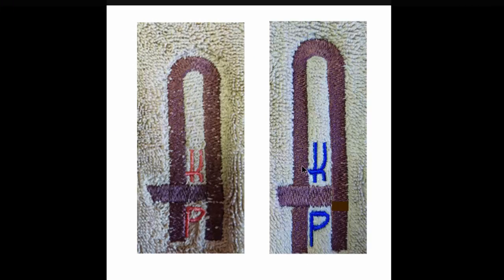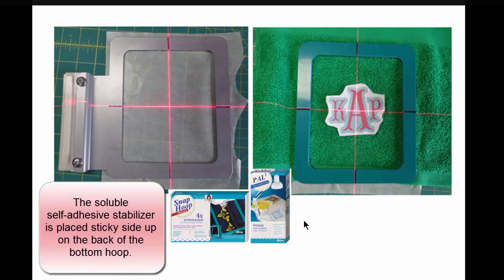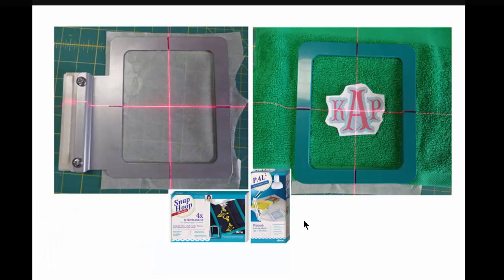While we're talking about towels, here's a quick review of the hooping process. I use water-soluble self-adhesive stabilizer in a snap hoop monster. And even if my towel is not velour, I still use that magnetic hoop for ease of hooping with such thickness. Another tool you see me using here is my favorite PAL, the Perfect Alignment Laser. Even though I'm doing a simple embroidery here, I still use it in my hooping process.